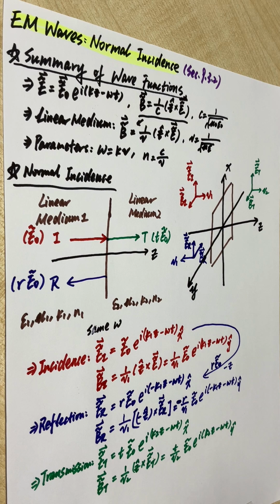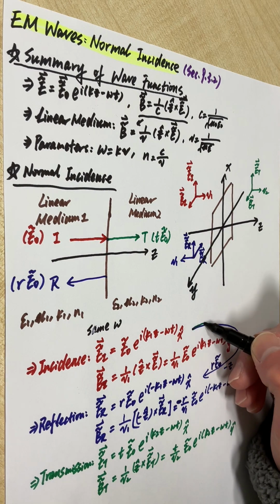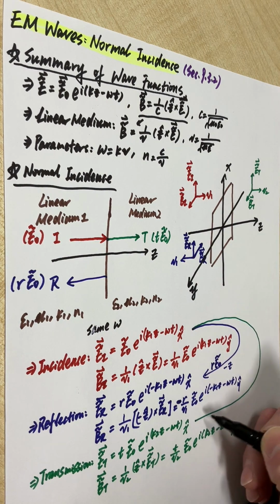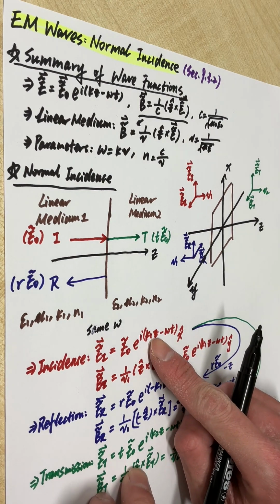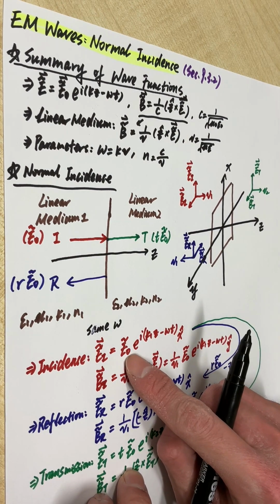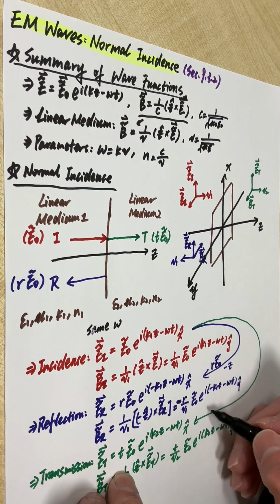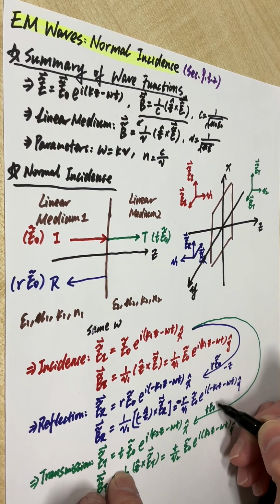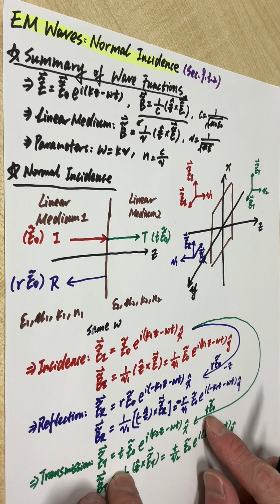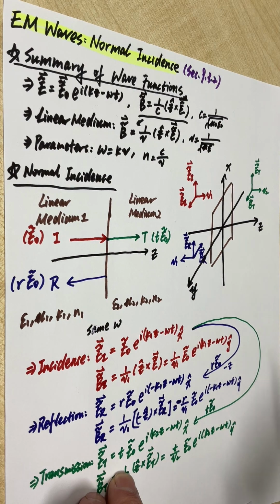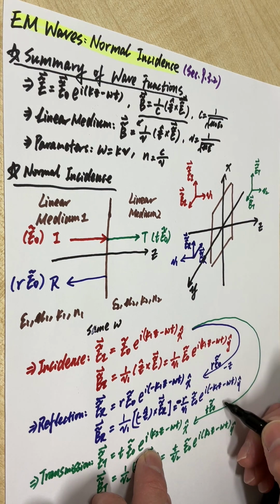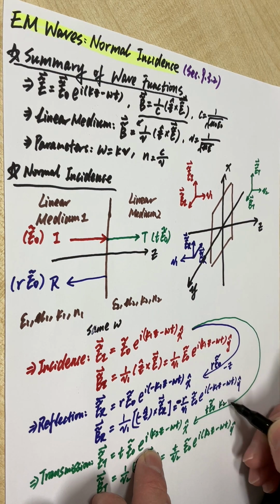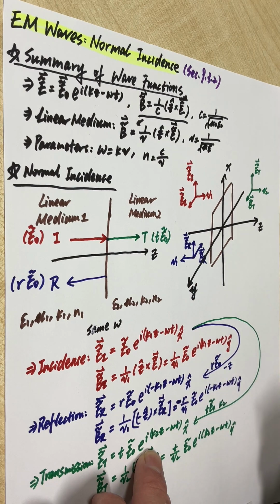And then between the incident wave and the transmission wave, here you have a magnitude E0. Now you should have T E0, because only some ratio T of the magnitude is transmitted. And then kappa 1 should be replaced by kappa 2. And then the rest is the same.